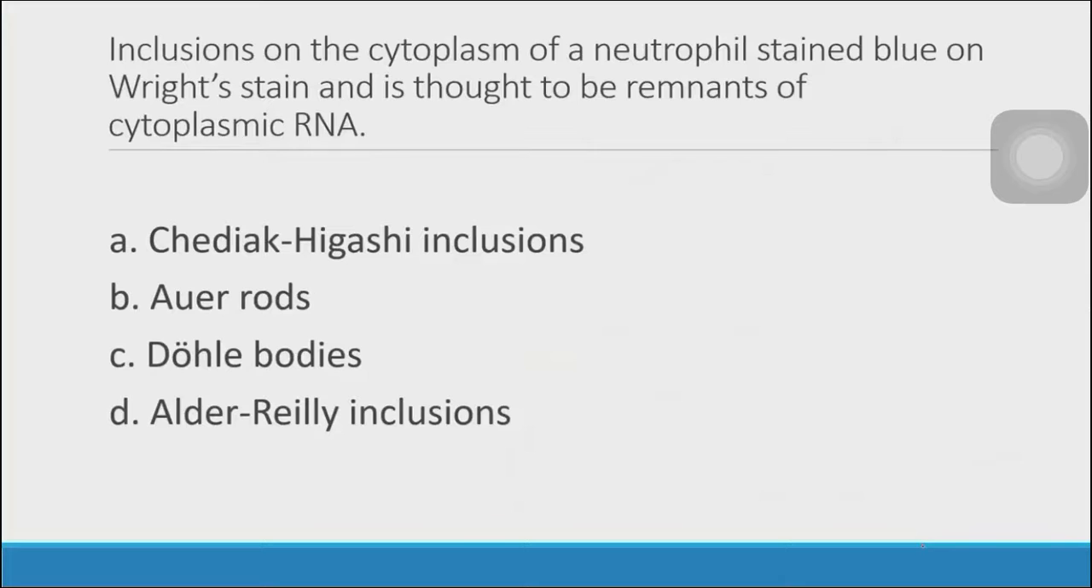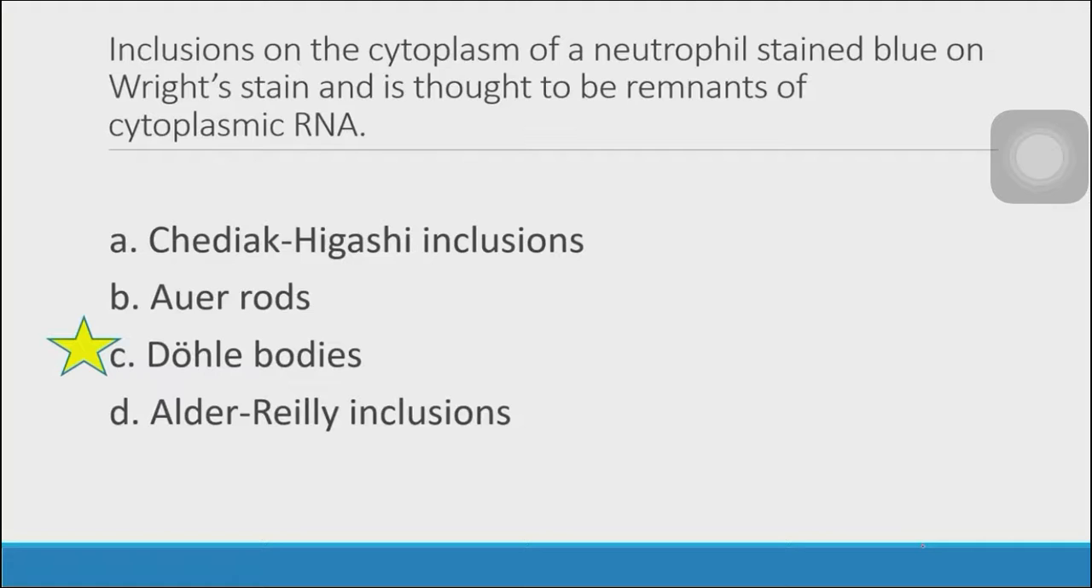So the inclusions in the cytoplasm of a neutrophil stain blue on Wright stain and are thought to be remnants of cytoplasmic RNA. Again, it is light blue in appearance and is thought to be remnants of cytoplasmic RNA. So the answer for this question is letter C, Döhle bodies.